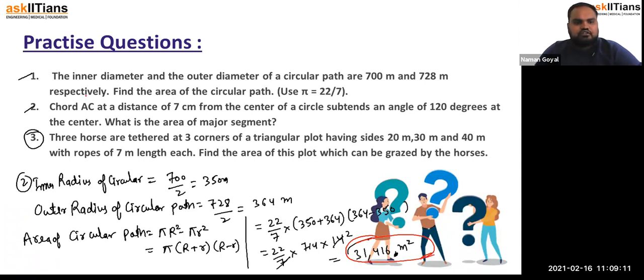Okay, now the next question is what? Chord AB at a distance of 7 centimeter from the center of a circle subtends an angle of 120 degree at the center. Then what is the area of the major segment?